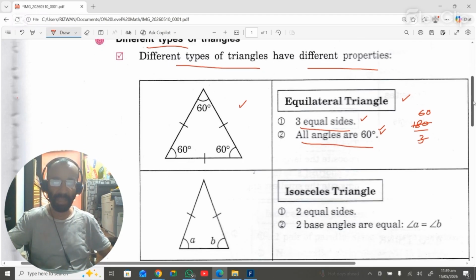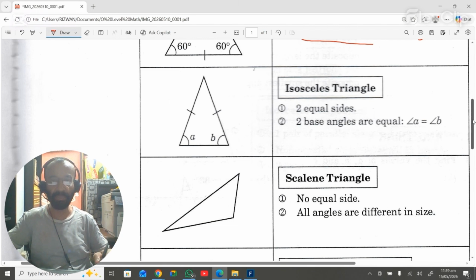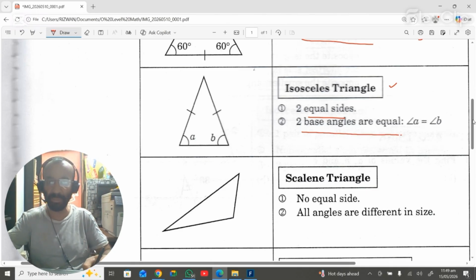The next type is the isosceles triangle. This is a triangle in which two sides are equal and their base angles are equal. So if these two sides are equal, their base angles A and B will be equal. So these are the properties of the isosceles triangle.